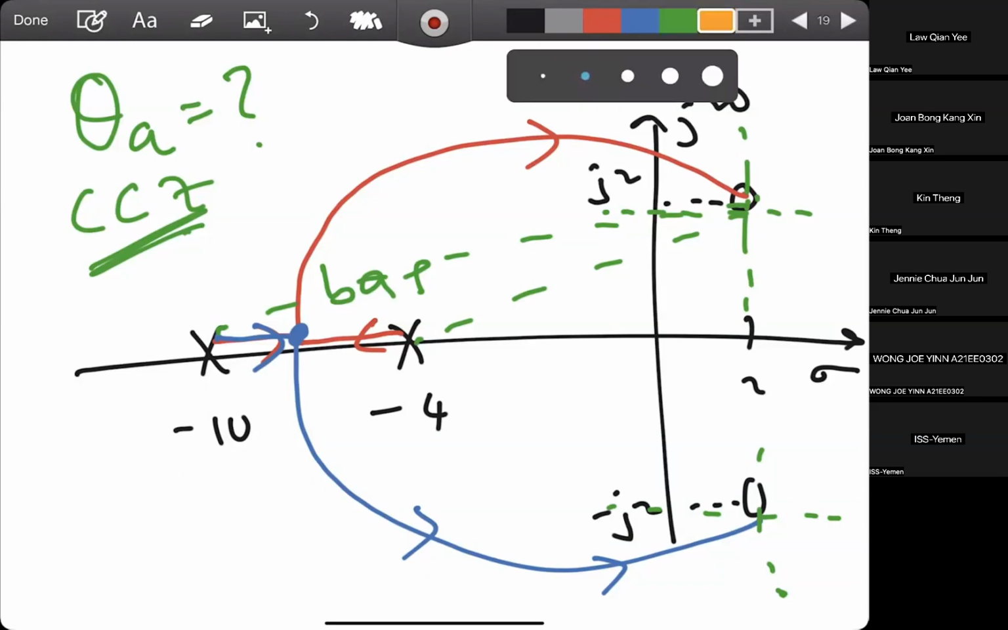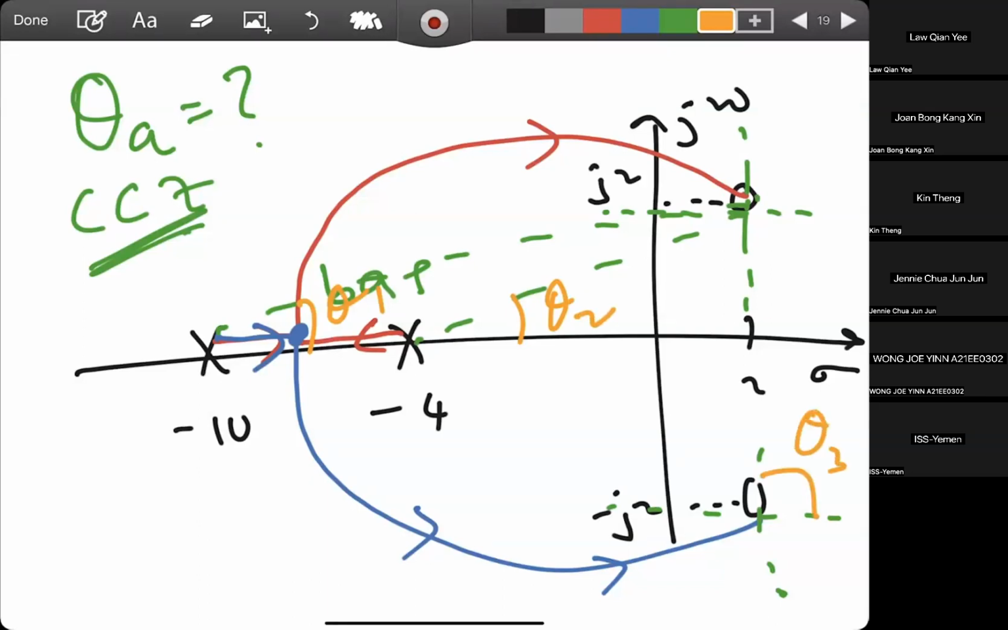Right. So we label. This one is theta 1. This one is theta 2. And this one is theta 3. And this one will be the theta A, the arrival angle. Okay. So what is the formula? What is the formula?